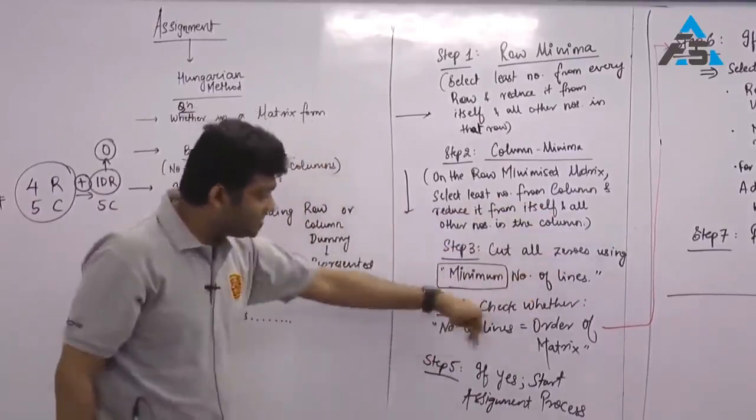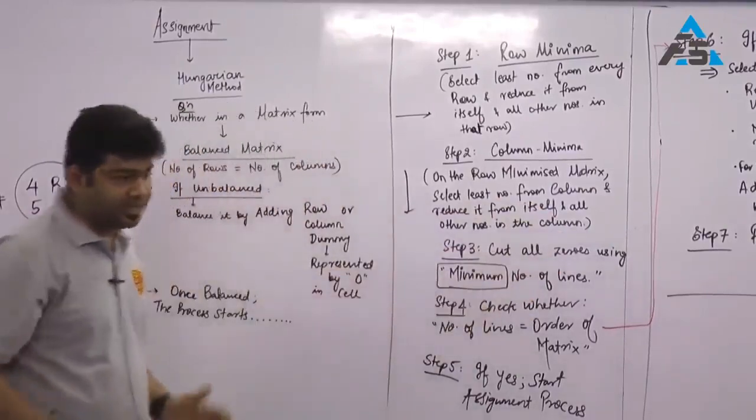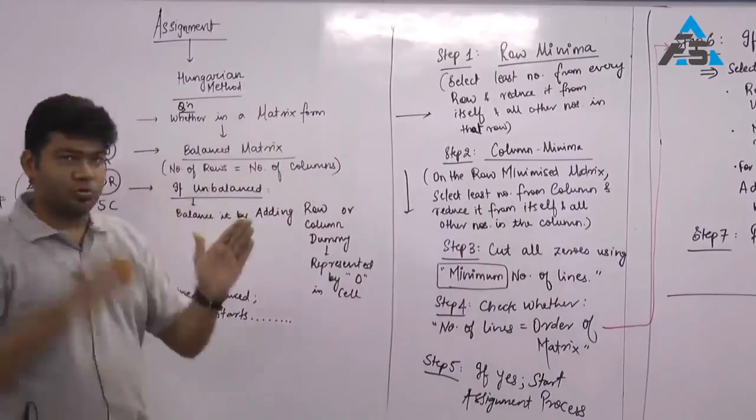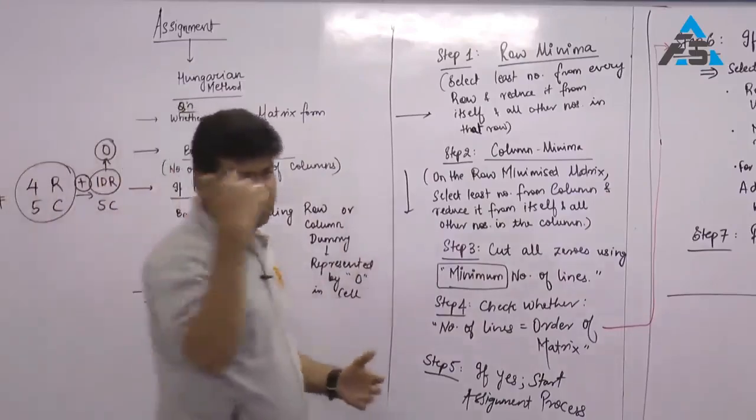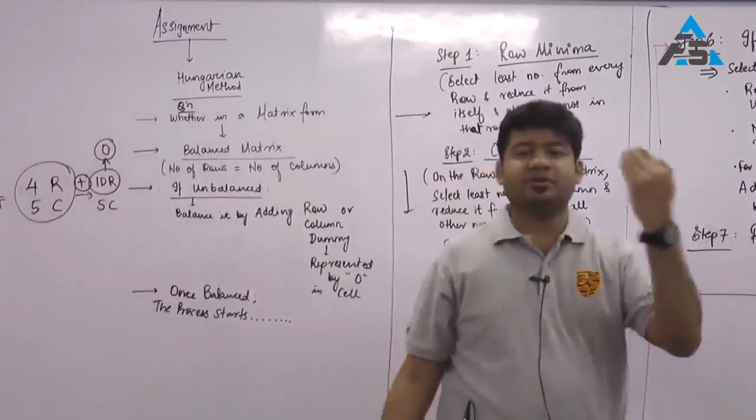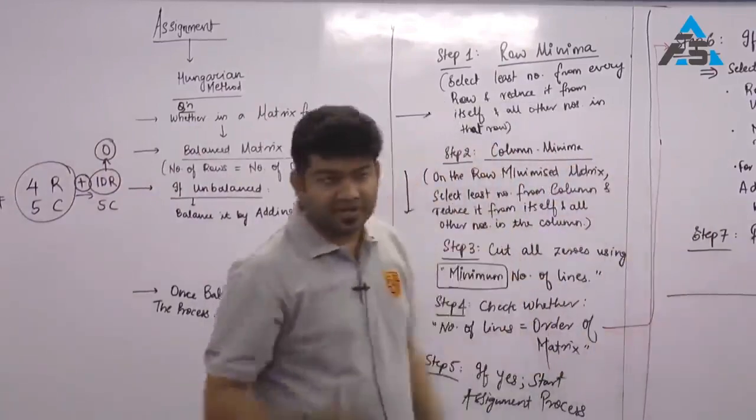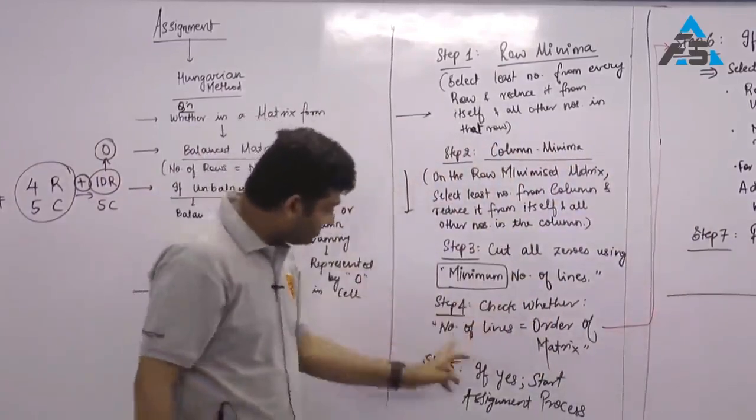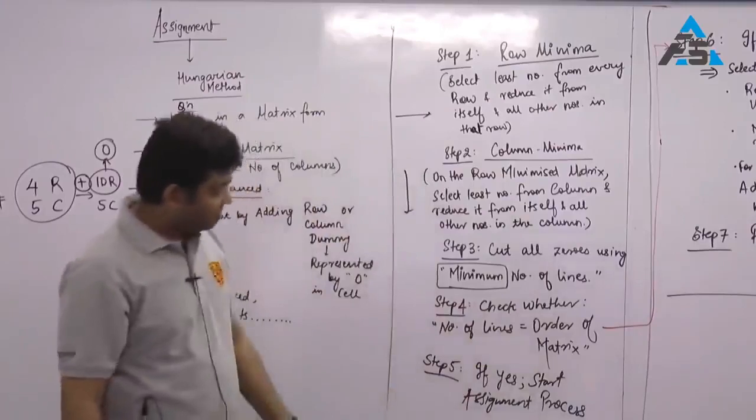Check whether number of lines is equal to order of matrix. What is order of matrix? Say 4 by 4, 4 rows, 4 columns, a 4 by 4 matrix. It is called, the order is 4. 5 columns, 5 rows, a 5 by 5 matrix. Order is 5. Check whether number of lines is equal to order of matrix.